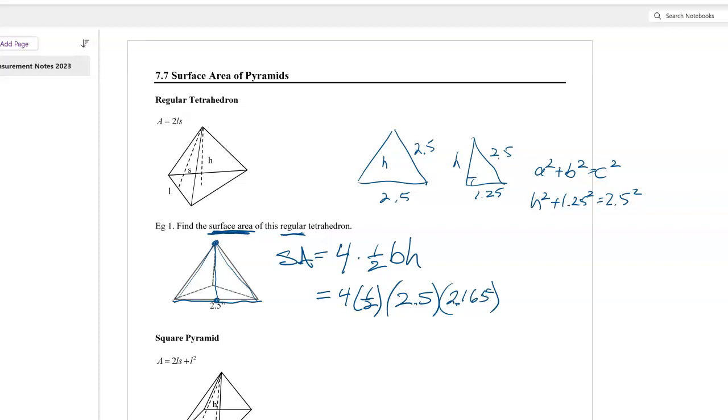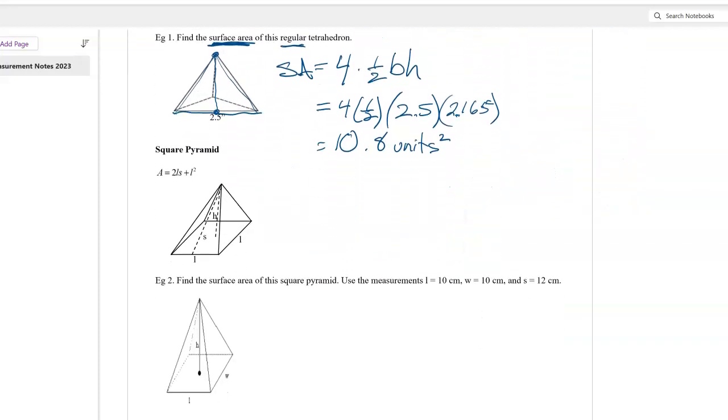Okay, and if I multiply that, let's quickly do that. I get 2.5 times 2.165 times 2. I get 10.8, and then we can round it off to 10.8. I don't know what the unit is, so I'm going to write units squared. Okay, so there's your first look at a pyramid.